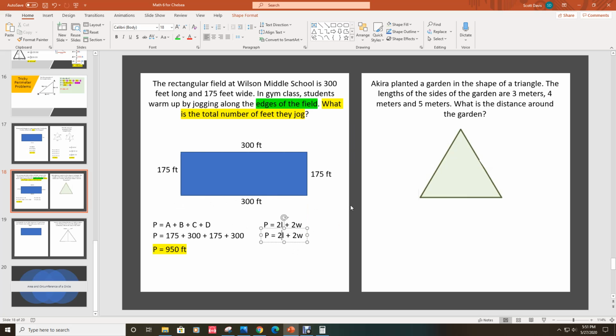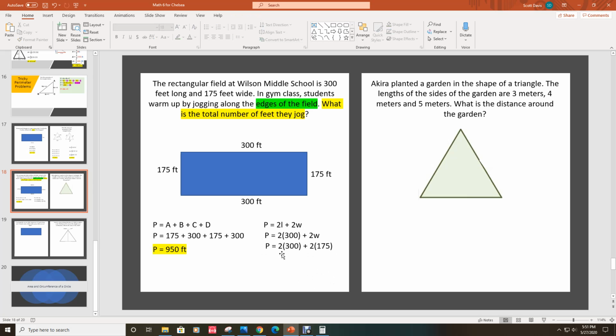Let's find our length. 300. All right. And we're going to carry it down. Now, I have a 2 here. I'm not going to change it because it's part of my formula. But this W, can I find it? I can, right here. 175. I'm going to plug in what I know.